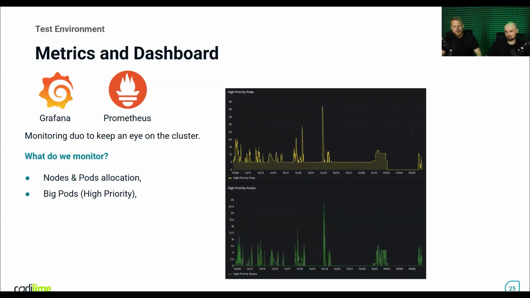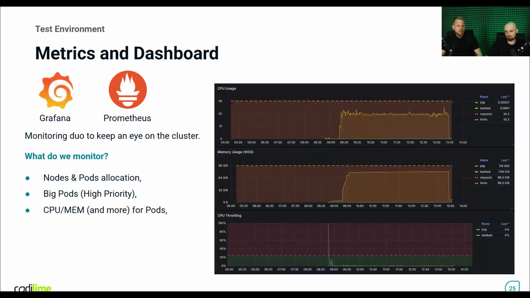We monitor high priority workloads. We track how many high priority pods and nodes are active over time, so we can understand how critical workloads impact the cluster. And of course, we look at detailed resource usage for test environments. For each test suite, we measure CPU, memory, throttling, network usage, disk usage, and many more metrics. And this allows us to compare real usage with requested resources and optimize allocation.